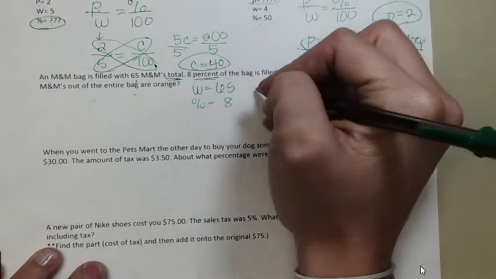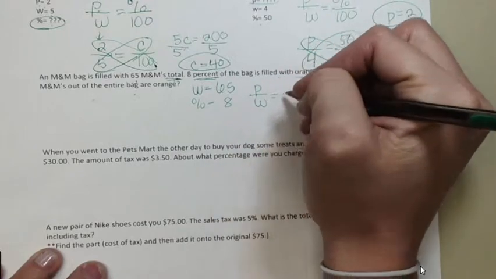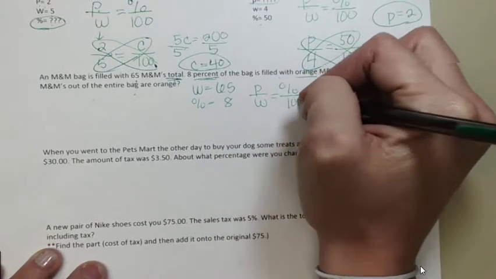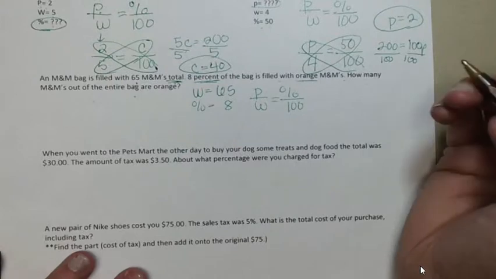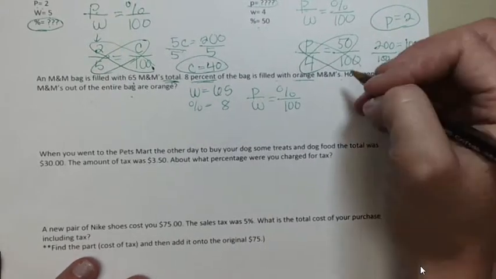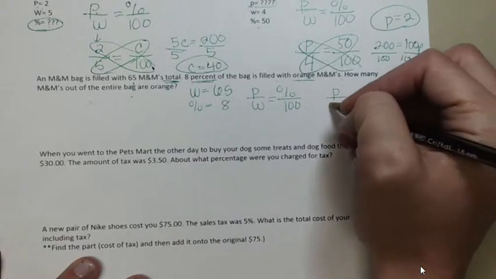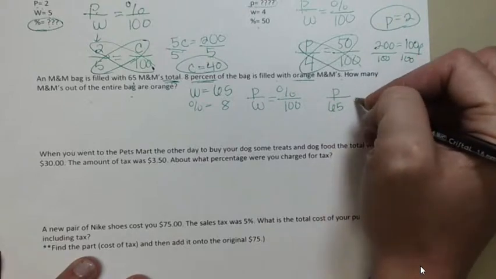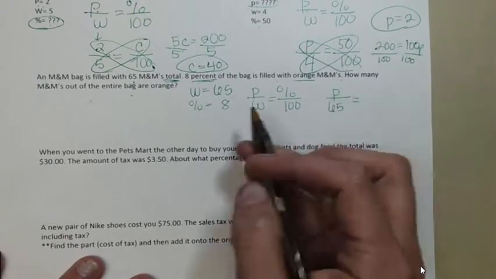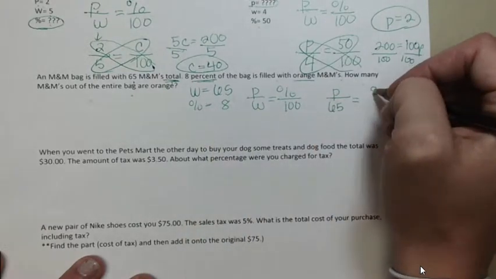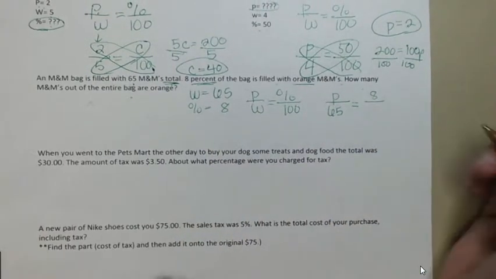So my formula is part over whole is equal to percentage out of 100. And then we are going to start filling in. I don't know the P, that's what I'm solving for. My whole is 65 total in the bag. My percentage is 8%. 8% of the bag is orange, and then percentage means out of 100.